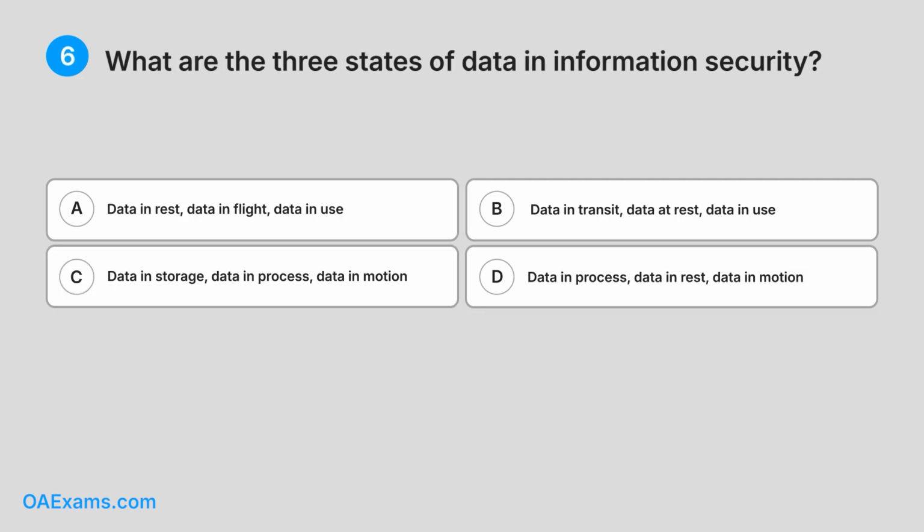6. What are the three states of data in information security? A. Data in rest, data in flight, data in use. B. Data in transit, data at rest, data in use. C. Data in storage, data in process, data in motion. D. Data in process, data in rest, data in motion. Do you know the answer?